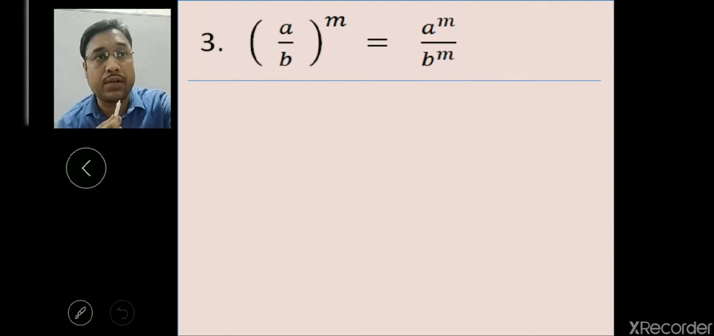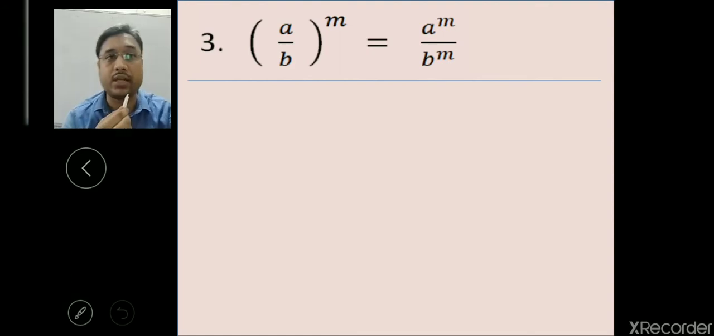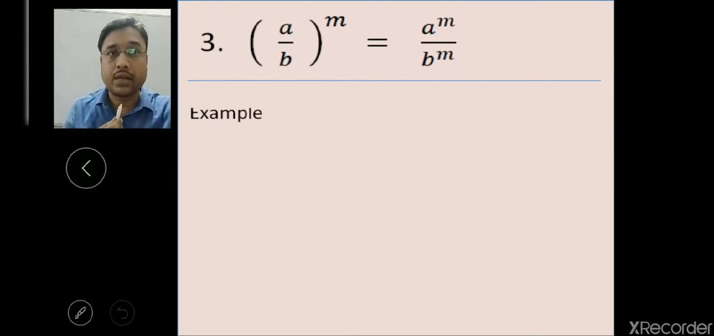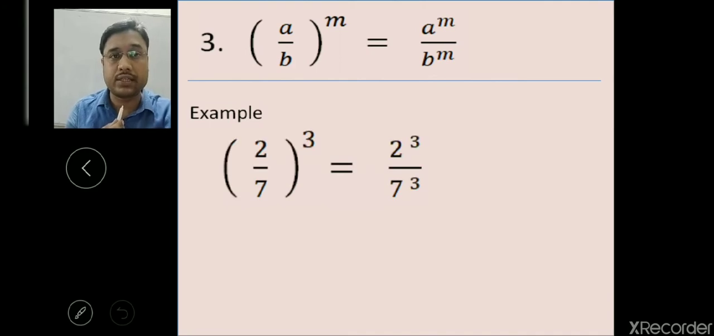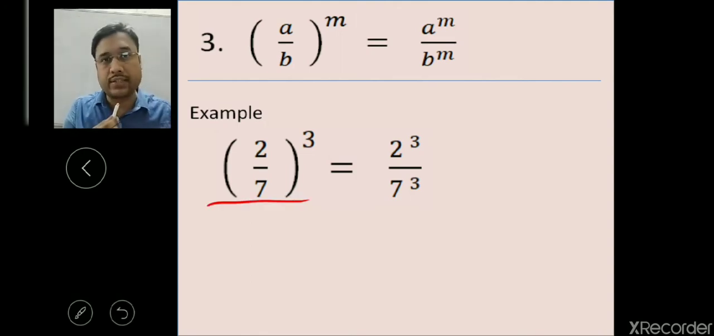So this power will come to the numerator a also and b also. So the result is a to the power m by b to the power m. Now, an example we can see: 2 by 7 to the power 3. If such a question is coming, 2 by 7 to the power 3, this number is in exponential form. Now you can find its other form, that is, a rational number.